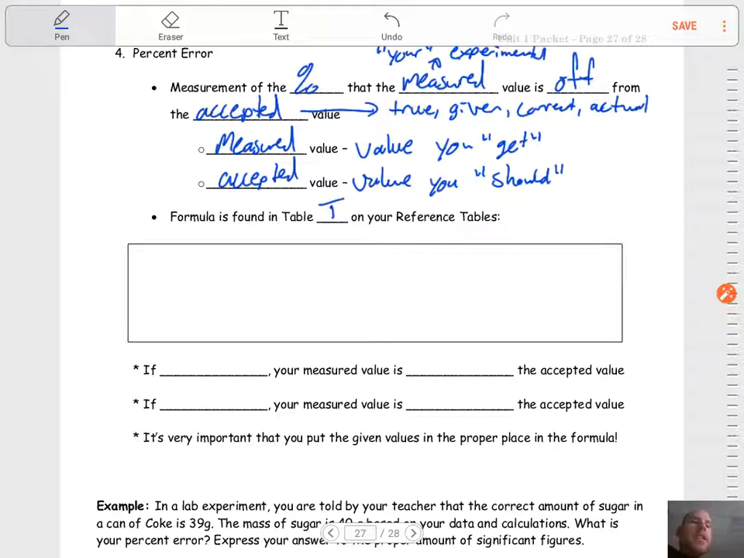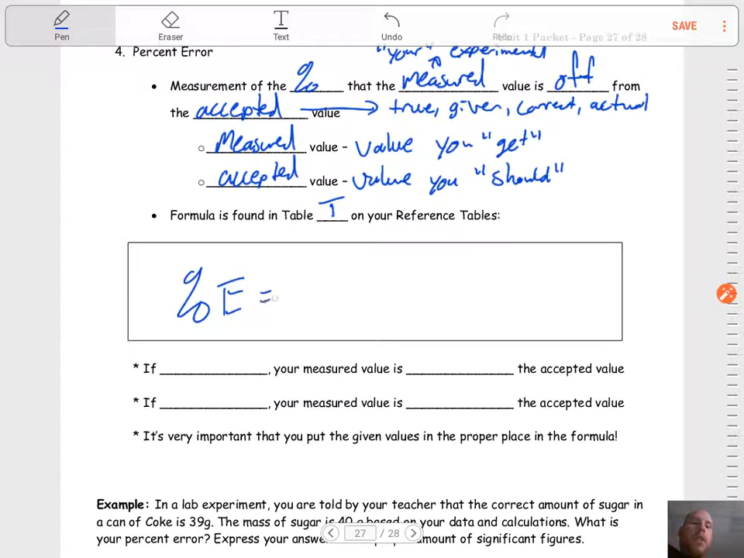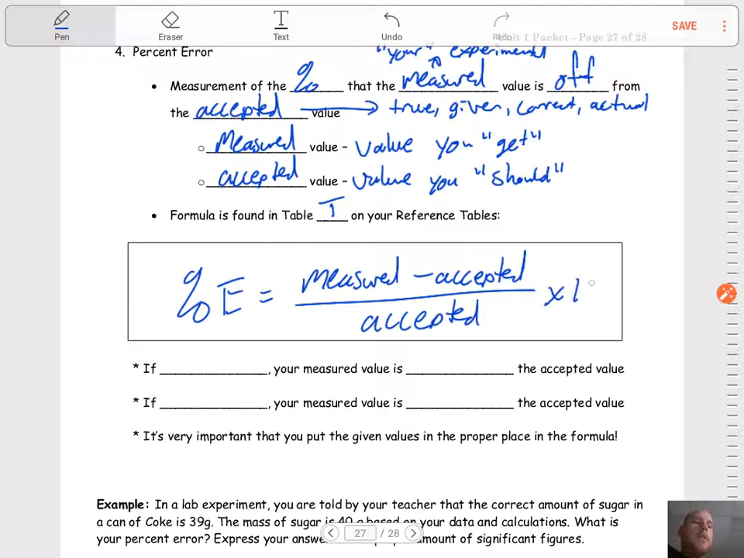Guys, this formula is not one that you have to memorize. It's on table T as well. We're going to write it here so you get used to it. So percent error equals the measured minus the accepted all over the accepted times 100. Make sure when you're writing a formula, guys, that you show it. When you show your work, you've got to have this times 100 or else you could lose points on the Regents.